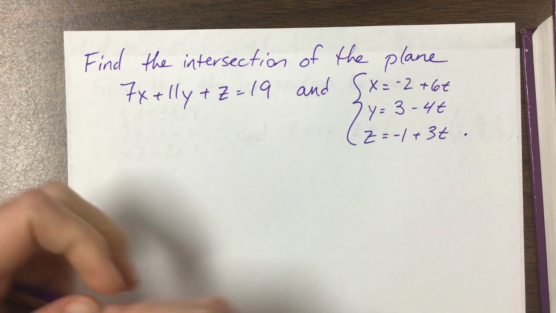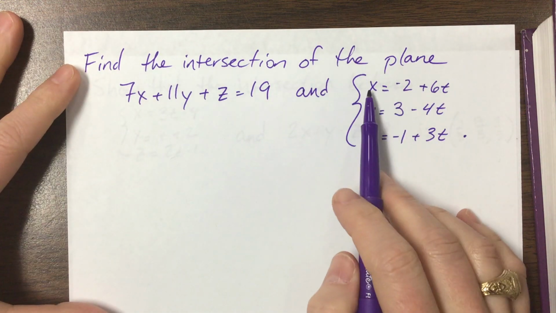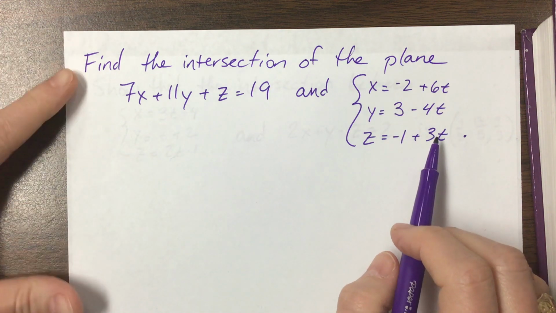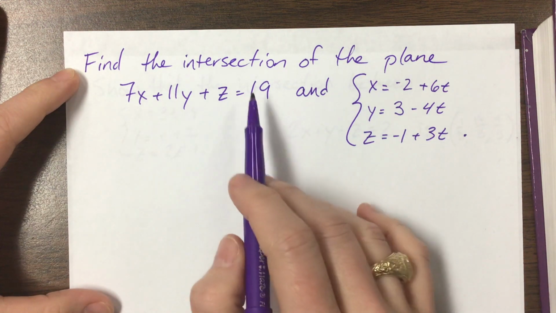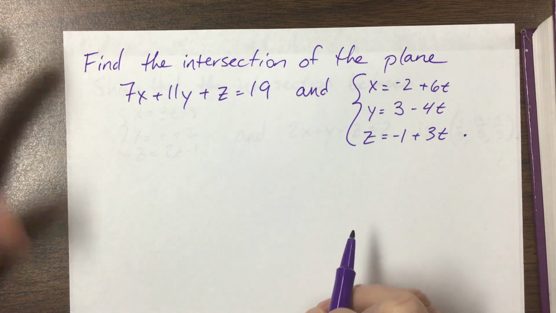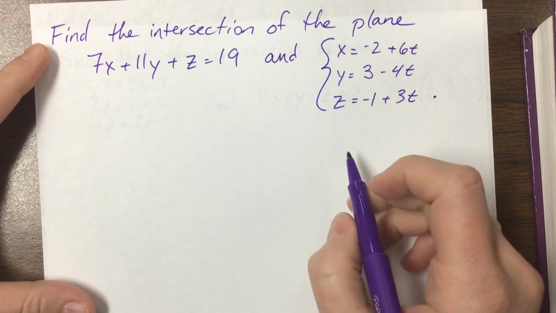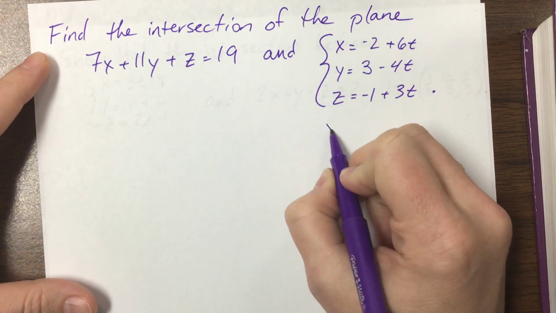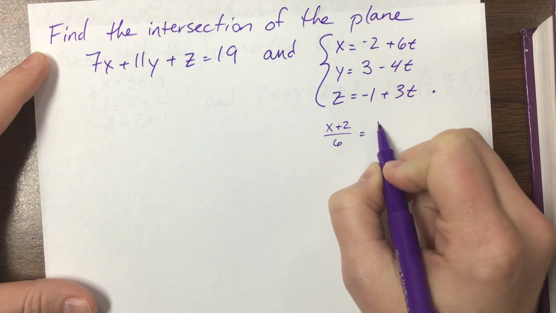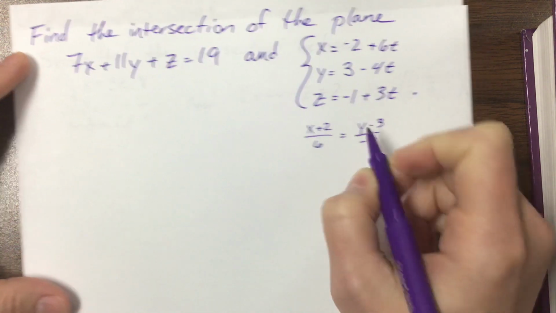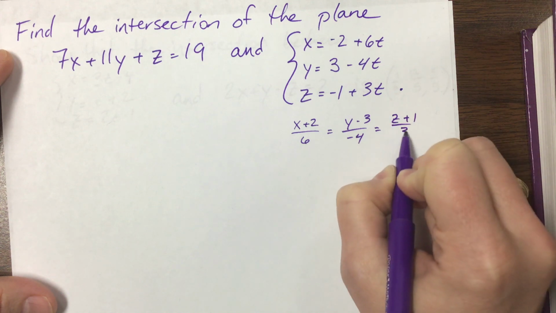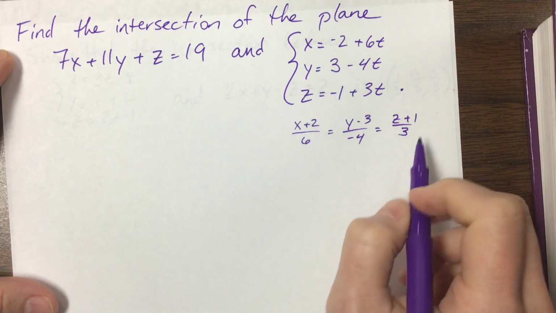I have each of these solved, x and y and z are all solved in terms of t. So I can plug in my x, my y, and my z and figure out at what time this line hits that plane. Just a quick note: remember if they had given it to us as x plus 2 over 6 equals y minus 3 over negative 4 equals z plus 1 over 3, this is the Cartesian form of the line.